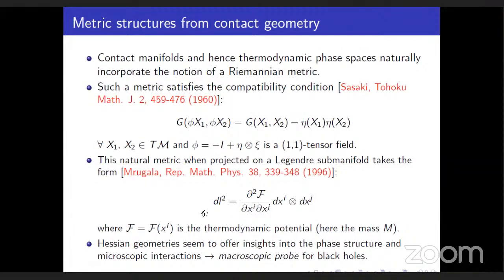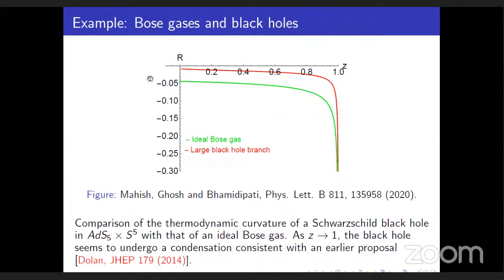It turned out that if you choose your thermodynamic potential slightly carefully and project this metric on the Legendre submanifold, the space of equilibrium states, you get the Hessian structure back. So that is a wonderful thing, that the geometrical features of the thermodynamic phase space incorporate everything. And Hessian geometry seems to offer insights into the phase structure and microscopic interactions. You can think of that as a macroscopic probe for black holes, in which you're not able to directly compute microscopic things.